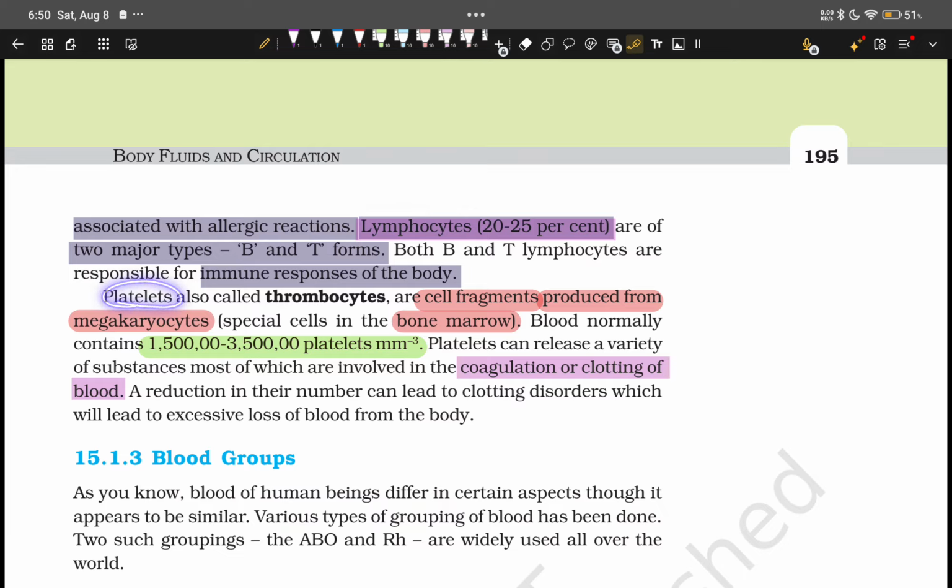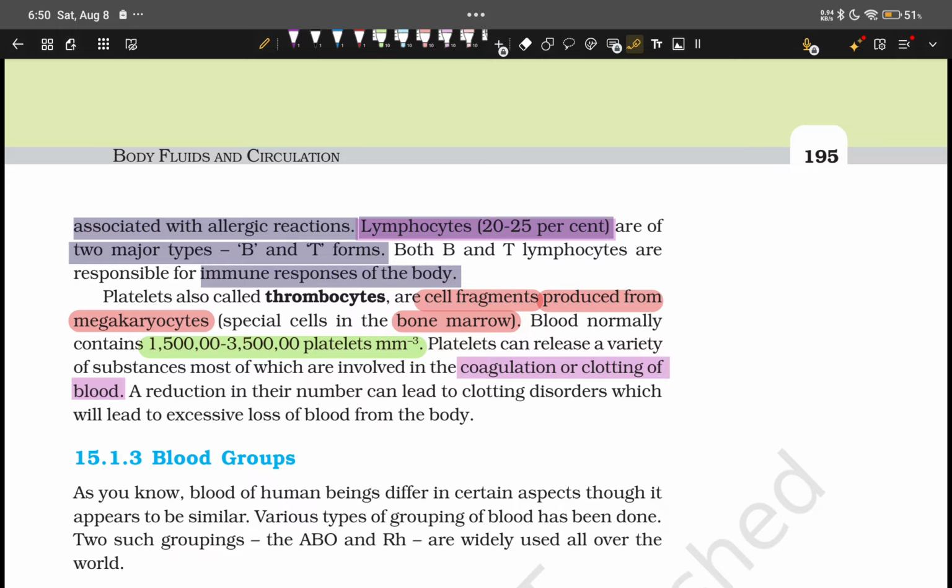Platelets are formed from megakaryocytes. Basically platelets are small fragments formed from megakaryocytes, which are present in bone marrow. The number of platelets per cubic millimeter of blood is 1.5 to 3.5 lakh. Platelets play an important role in coagulation and clotting of blood. We'll talk about coagulation and clotting of blood in the later half.